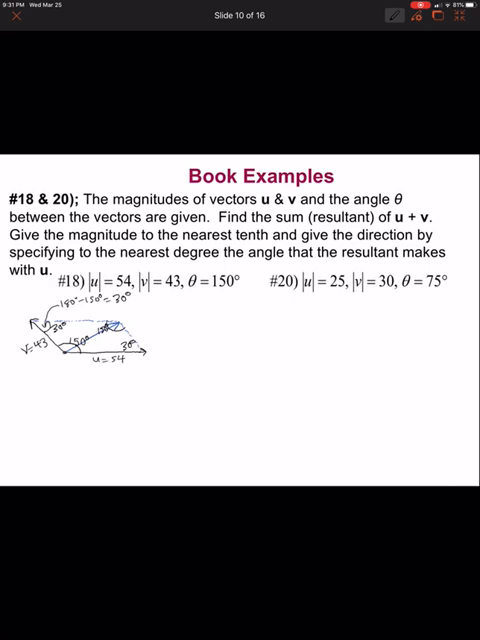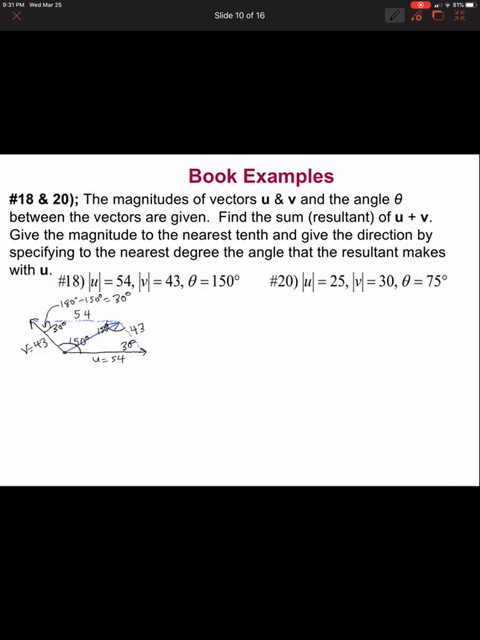So again, labeling the angles of my parallelogram, let's go ahead and label all four sides. We know the side opposite vector u, this side here, is going to have the same length in a parallelogram, so it's going to be 54 units. And this side over here, which is opposite of v, is going to be 43 units too. So we've got all four sides and all four angles labeled.